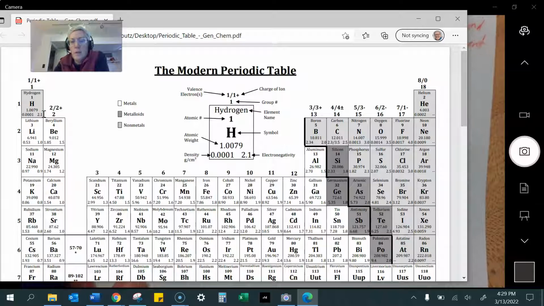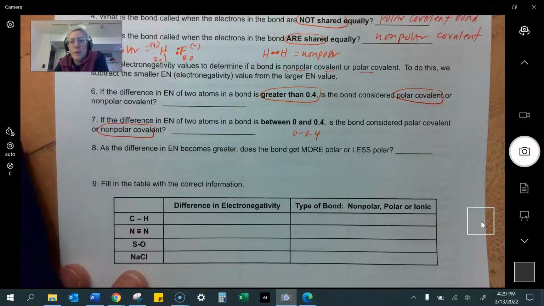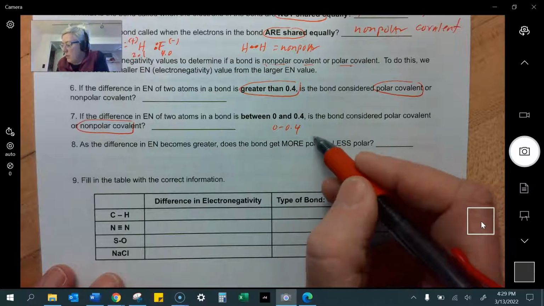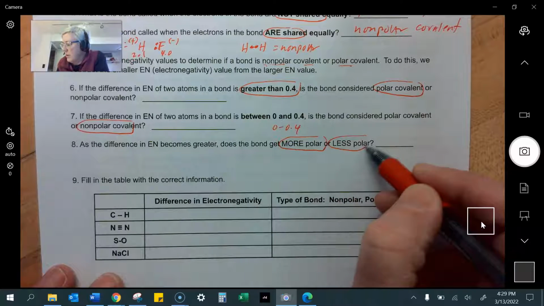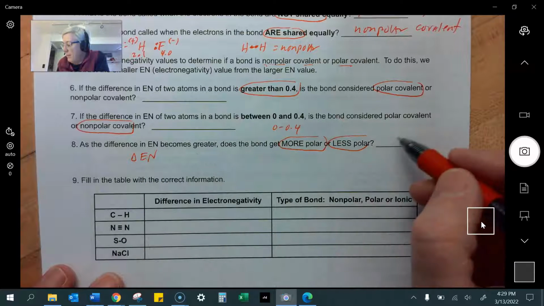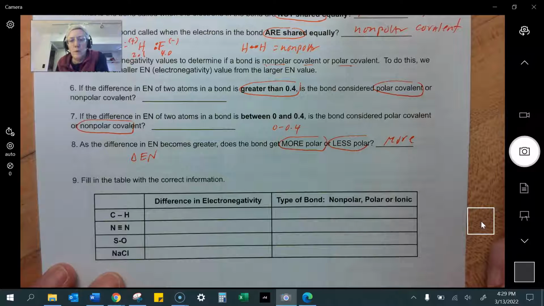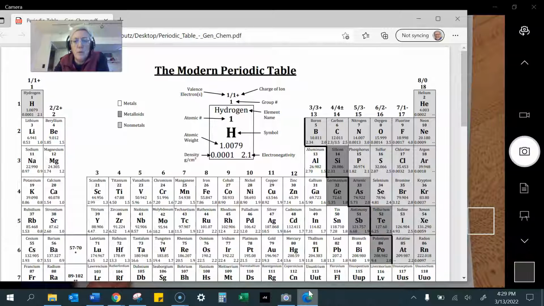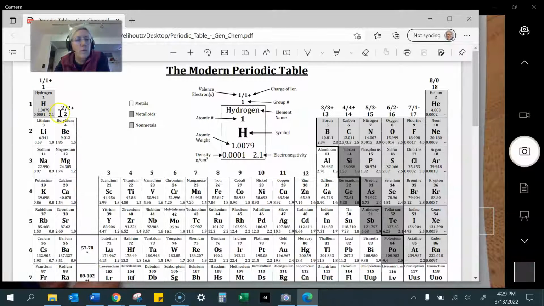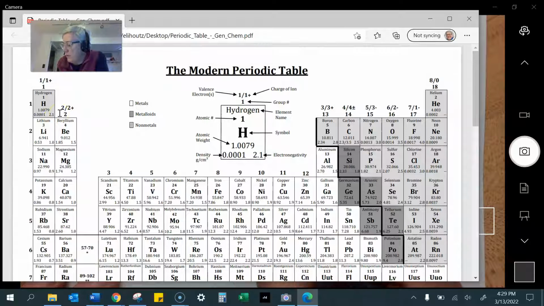Okay? Number 8. As the difference in electronegativity becomes greater, does the bond get more polar or less polar? As this difference, this delta EN, gets bigger, that bond becomes more polar. Okay, so let me show you what this means. H to F is 4.0, H is 2.1. Here's the value, 4.0, 2.1. You subtract those from each other, and you get 1.9, okay?